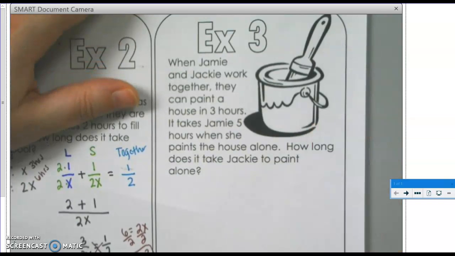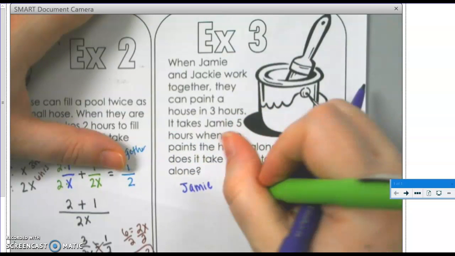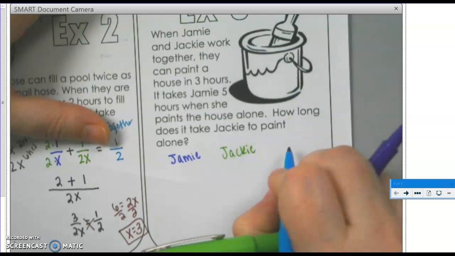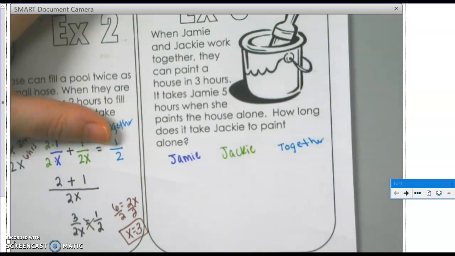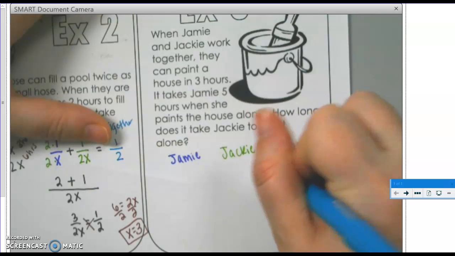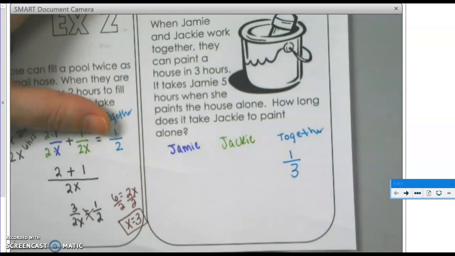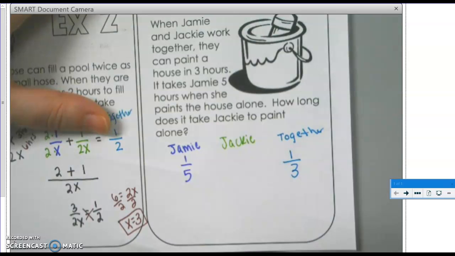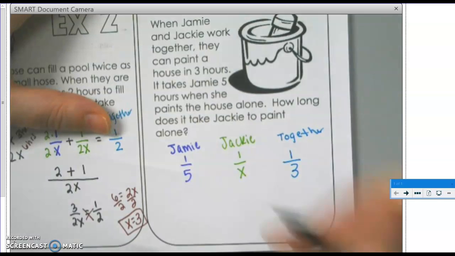All right, number 3. When Jamie and Jackie work together, they can paint a house in 3 hours. So I have Jamie, Jackie, and when they work together. So this actually tells me when they work together, they can paint a house in 3 hours. So one house, 3 hours is their together rate. It takes Jamie 5 hours. So I know how long it takes Jamie. How long does it take Jackie? So I am solving for Jackie's alone rate.